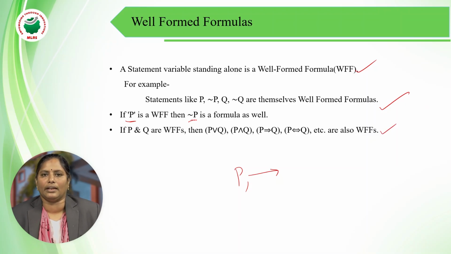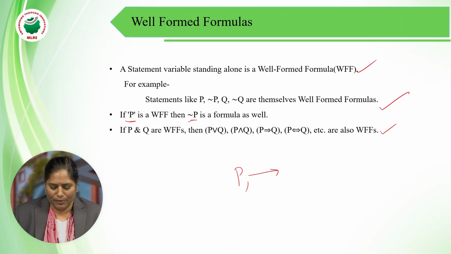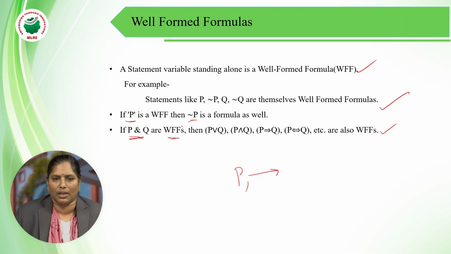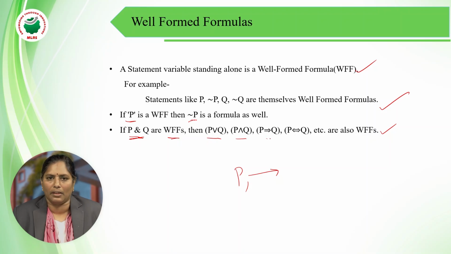Connectives are the AND connective, OR connective, NOT connective, implication and bi-implication. If P and Q are compound propositions and are well-formed formulas, then the connectives are also in a well-formed formula. See the example. If P and Q are well-formed formulas, then P or Q, P and Q, P implies Q, P bi-implies Q are also well-formed formulas.